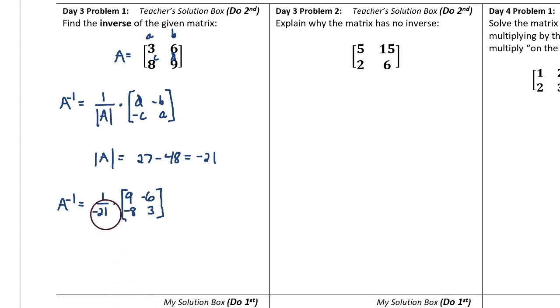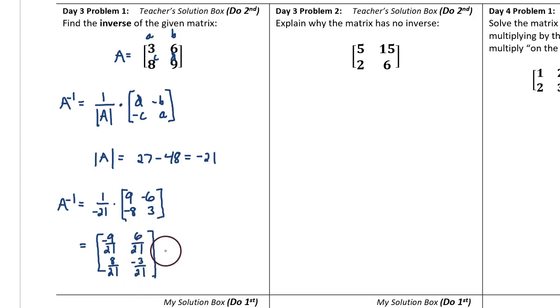Now multiply that scalar to each entry in the matrix. Negative 1 over 21 times 9 is negative 9 over 21. Negative 1 over 21 times negative 6 is 6 over 21. Negative 1 over 21 times negative 8 is 8 over 21. And negative 1 over 21 times 3 is negative 3 over 21.